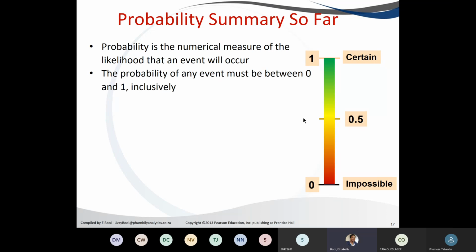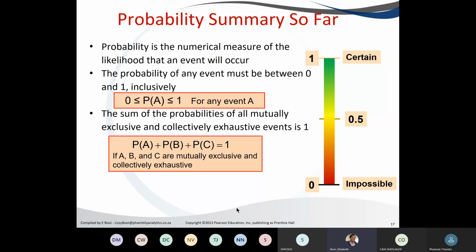And if it's an impossible event, it will be 0. And if it's a certain event, it will be 1, where 0.5 means there is a 50-50 chance of it happening. Like I said, the probabilities are between 0 and 1, and the sum of all probabilities should be equal to 1.